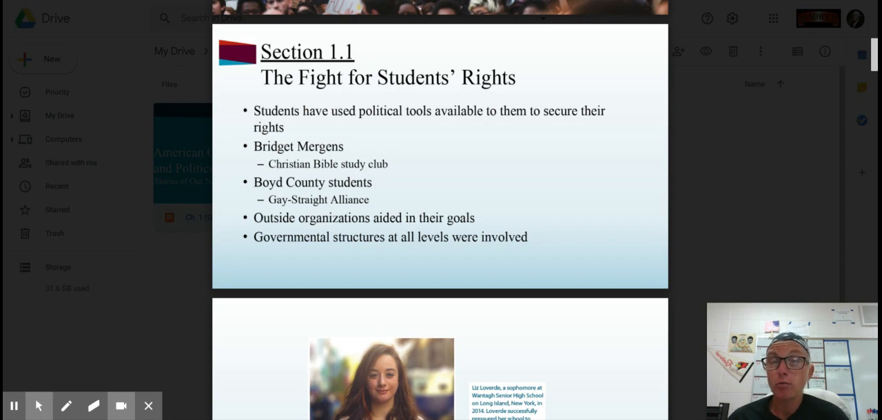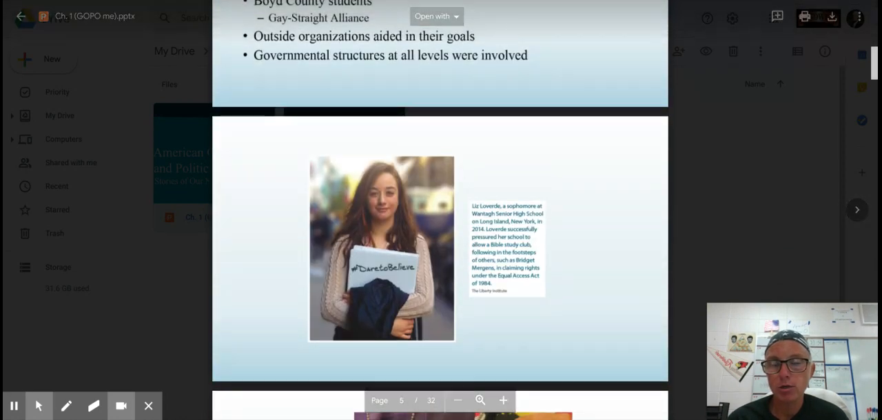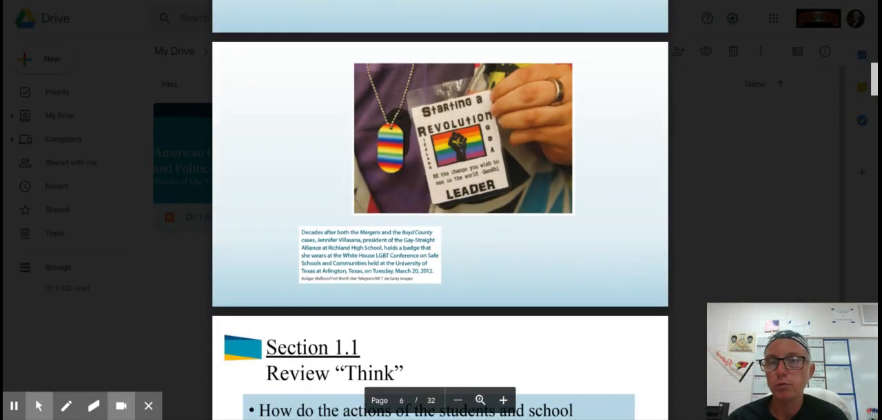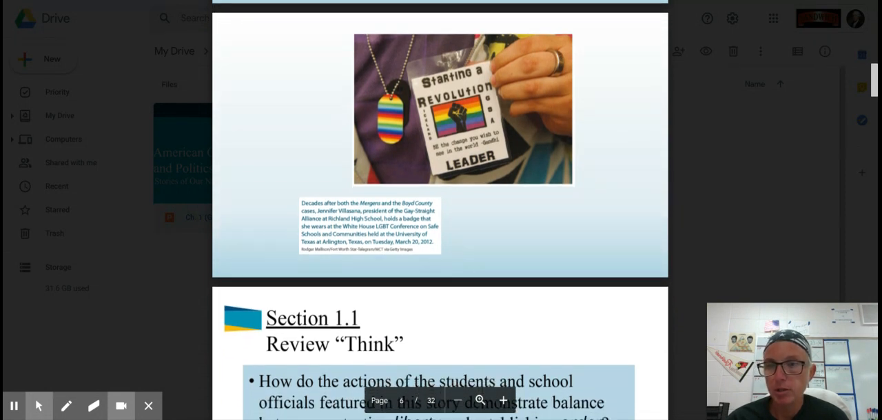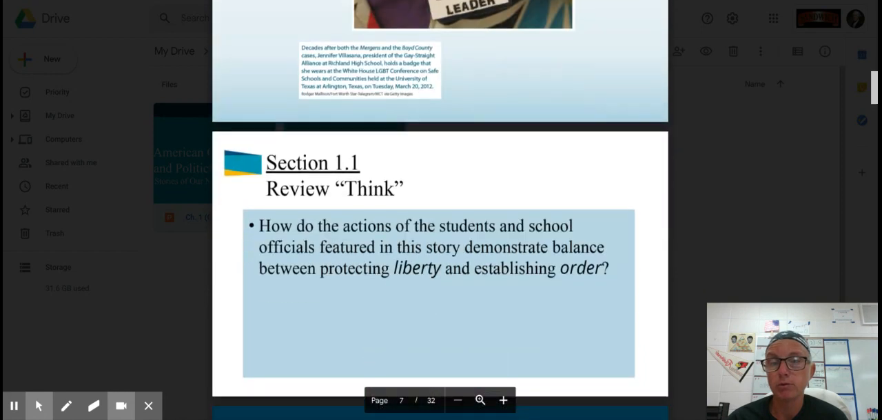And even the government got involved in this, because they were trying to appeal to the government to support their groups. And not only did the government get involved, they got involved even at the national level, which is pretty cool. Here's the student who wanted to start the Bible club. And then there was also the movement for the gay-straight alliance as well. So this person went all the way to Washington, D.C. to try to get her club approved.